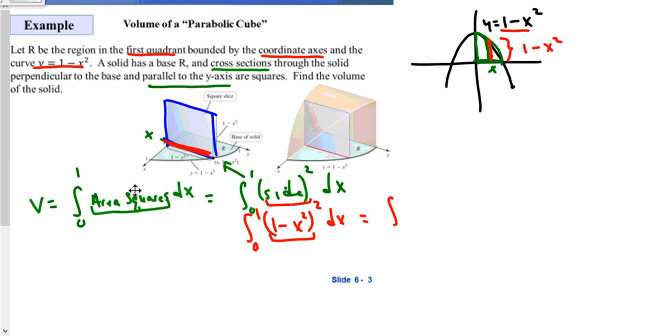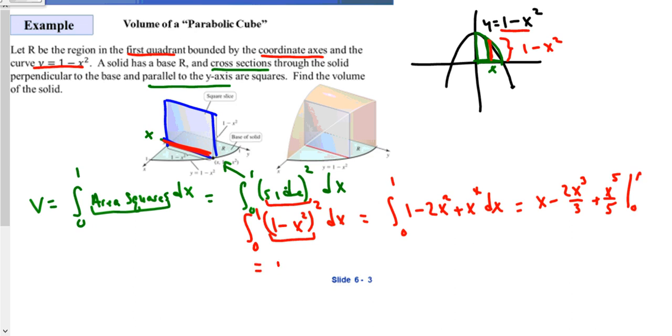Okay, so now to integrate that, we're going to need to expand this out. So square it out. We're going to have 1 minus 2x squared plus x to the fourth. Okay, integrate. We're going to have x minus 2x cubed over 3 plus x to the fifth over 5 from 0 to 1. That's going to be 1 minus 2/3 plus 1/5. And then minus 0 when we plug 0 in for all the x's.